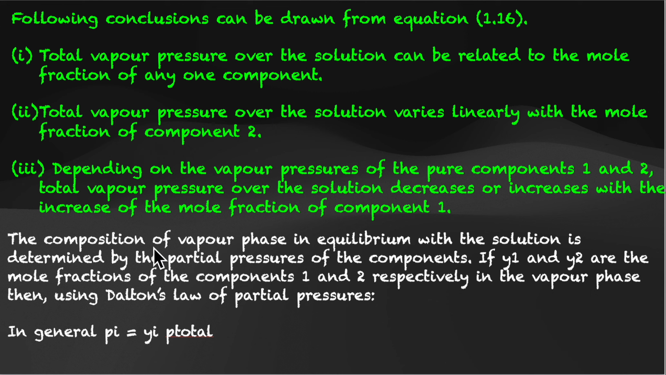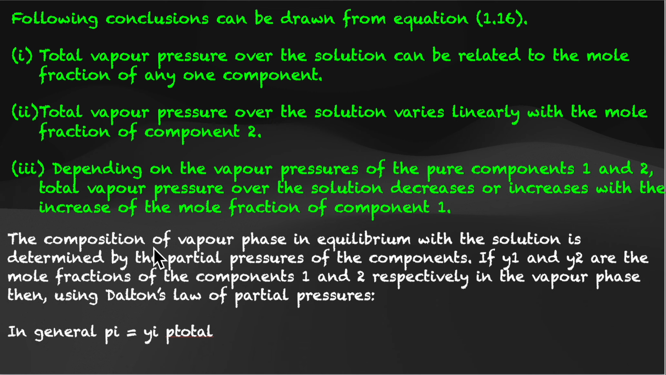Depending on the vapor pressures of the pure components 1 and 2, that is P1 naught and P2 naught, the pure vapor pressures of the pure components 1 and 2, total vapor pressure over the solution decreases or increases with the increase of the mole fraction of component 1.